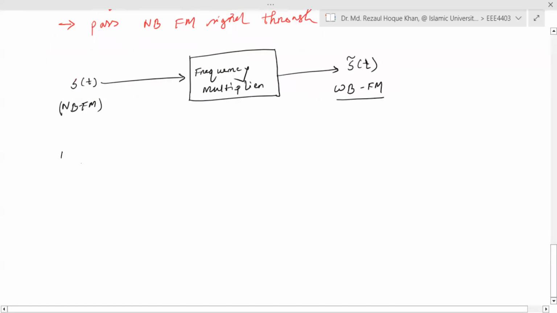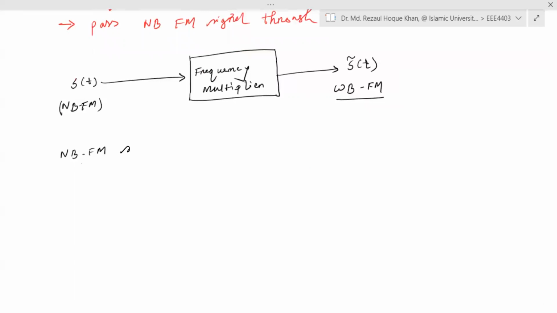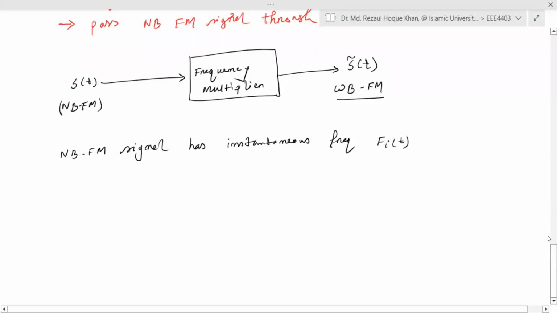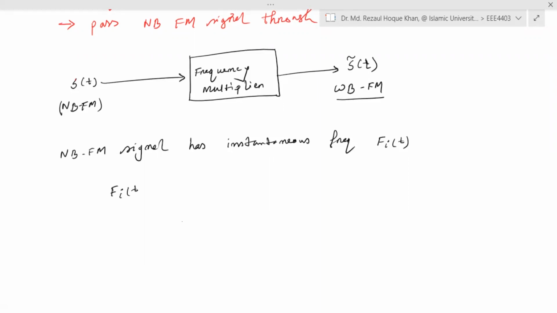So let's say a narrowband frequency modulated signal has instantaneous frequency f_i(t). We already know the instantaneous frequency from our previous lecture, so I'm not going there. I'm directly writing it. Instantaneous frequency is nothing but fc plus kf am cos(2π fm t). So what is the output of the wideband frequency modulated signal, s tilde(t)?